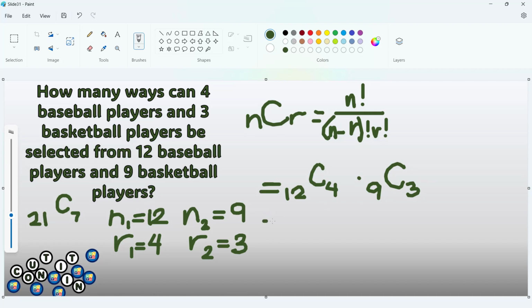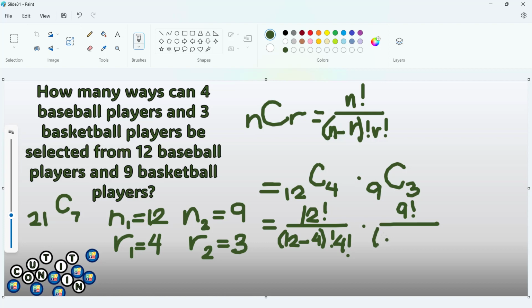So let's start with 12C4. The formula here will have 12 factorial over 12 minus 4 factorial times 4 factorial, times the second group, 9 factorial over 9 minus 3 factorial times 3 factorial. I don't know if my spaces are enough. I might extend a little bit later at the bottom, so please bear with me.